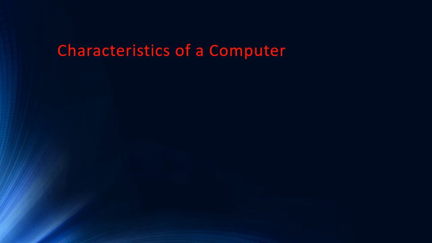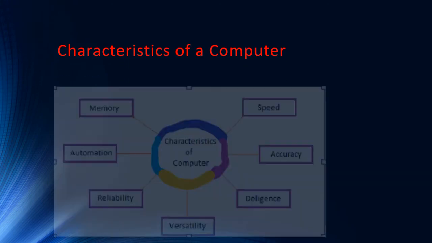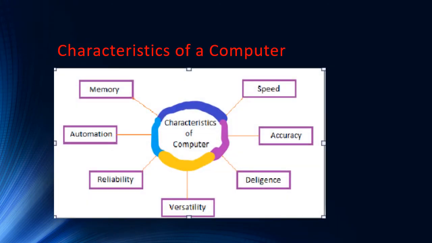Now we are moving to the characteristics of a computer. You can see we have the characteristics of a computer: speed, accuracy, diligence, versatility, reliability, automation, and memory. Let's start by looking at speed.